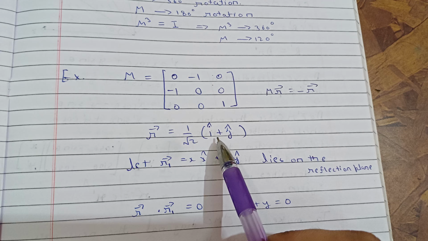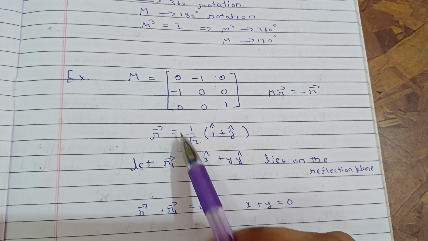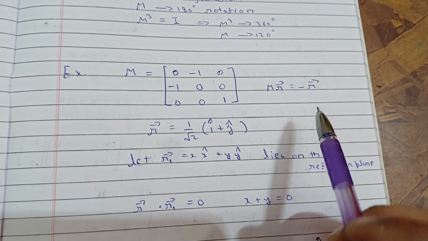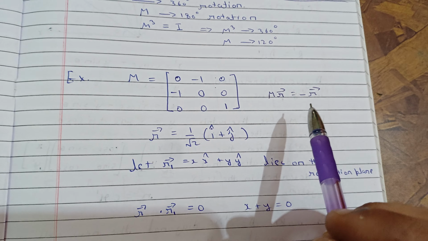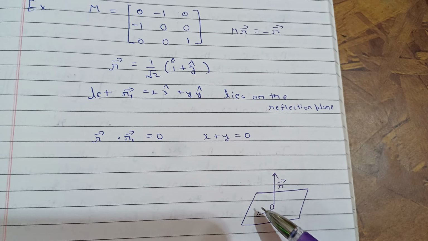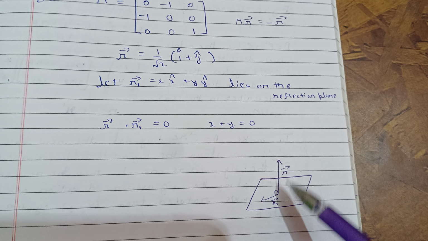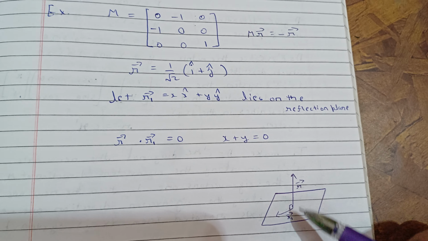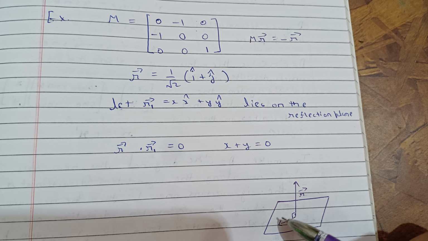This is the rotation axis, and perpendicular to this vector, we will get the reflection plane. So a question can be asked, find the reflection plane in the 3D cases. So how can you find it? So this is the plane we need to find, and this is the vector we are getting, which is the perpendicular axis. Okay, so how can you find the equation of this plane?